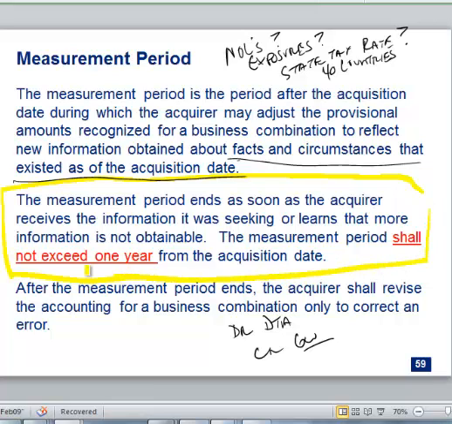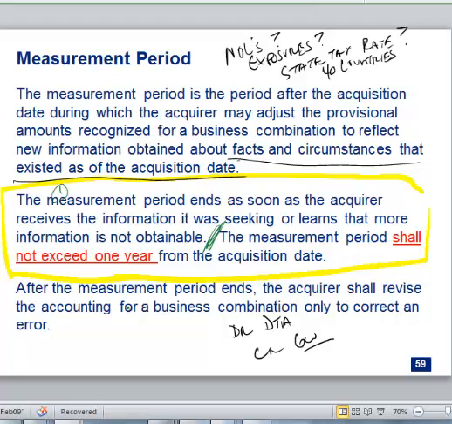So it can be less than a year, and here's why. The first part of this rule is right here. The period ends as soon as the acquirer receives the information it was seeking or learns that more information is not attainable or obtainable.